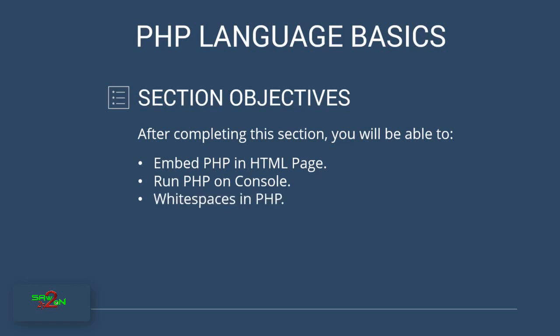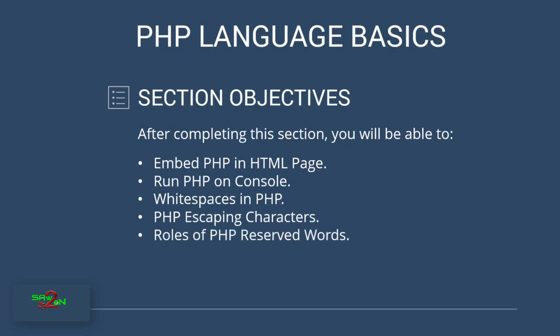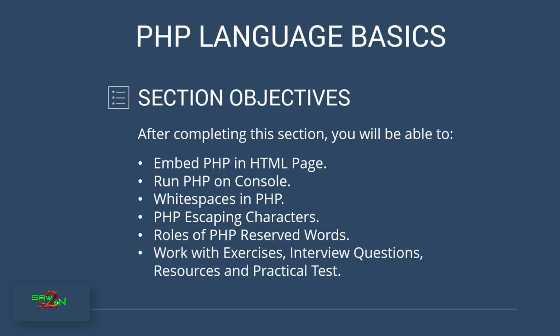Next, we'll understand how the white spaces behave in PHP. You should be able to understand what is the purpose of white spaces in PHP and how it displays in the output. Then you learn about PHP Escaping Characters. Then you'll understand what are the roles of PHP Reserve Words, and you will come across all the reserve words that we use in PHP.